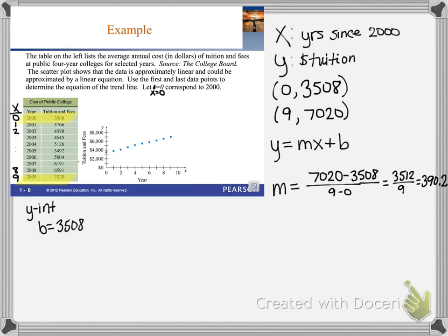So in this case, we have everything we need now to make our equation. Our linear equation: y equals m, 390.2, times x plus b, 3,508. That is your answer. When you do this, always make sure you put in the number for m, put in your number for b, but you'll leave the x and the y in its place.